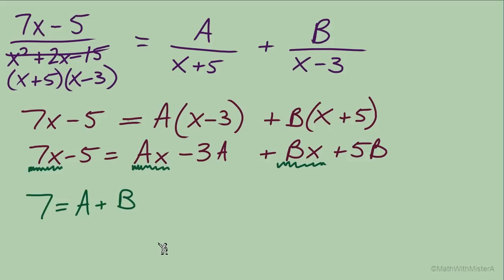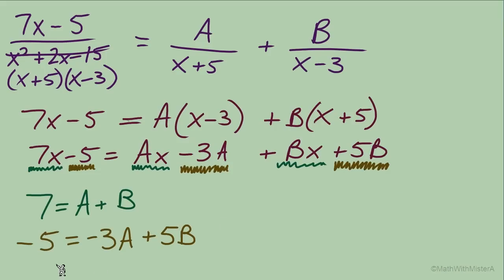Now, we don't have enough info yet to figure out A and B. We've got two variables, so we'll need two equations, and that's where we'll go with the constants to find that second equation. Negative 5 must equal negative 3A plus 5B. We can say that they're all constants because A and B are about to become actual numbers. So there are no variables here. These are all constant terms, and there's the equation from those terms.